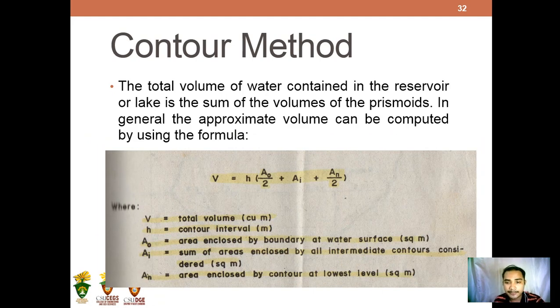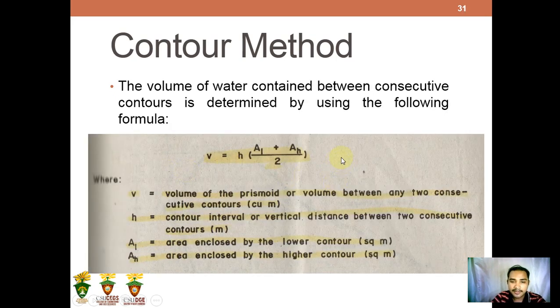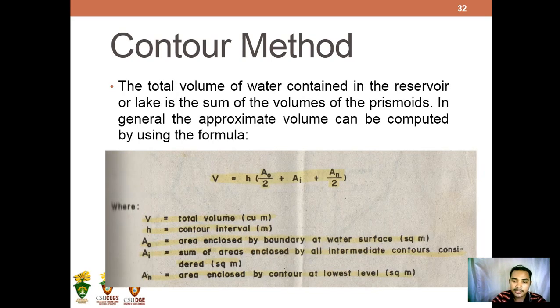And the total volume of water contained in a reservoir or lake is the sum of the volumes of the prismoids. In general, we can use this formula for the partial volumes. And if you add all the partial volumes, it will give you the total volume of the reservoir. You can also use this formula, the prismoid formula.